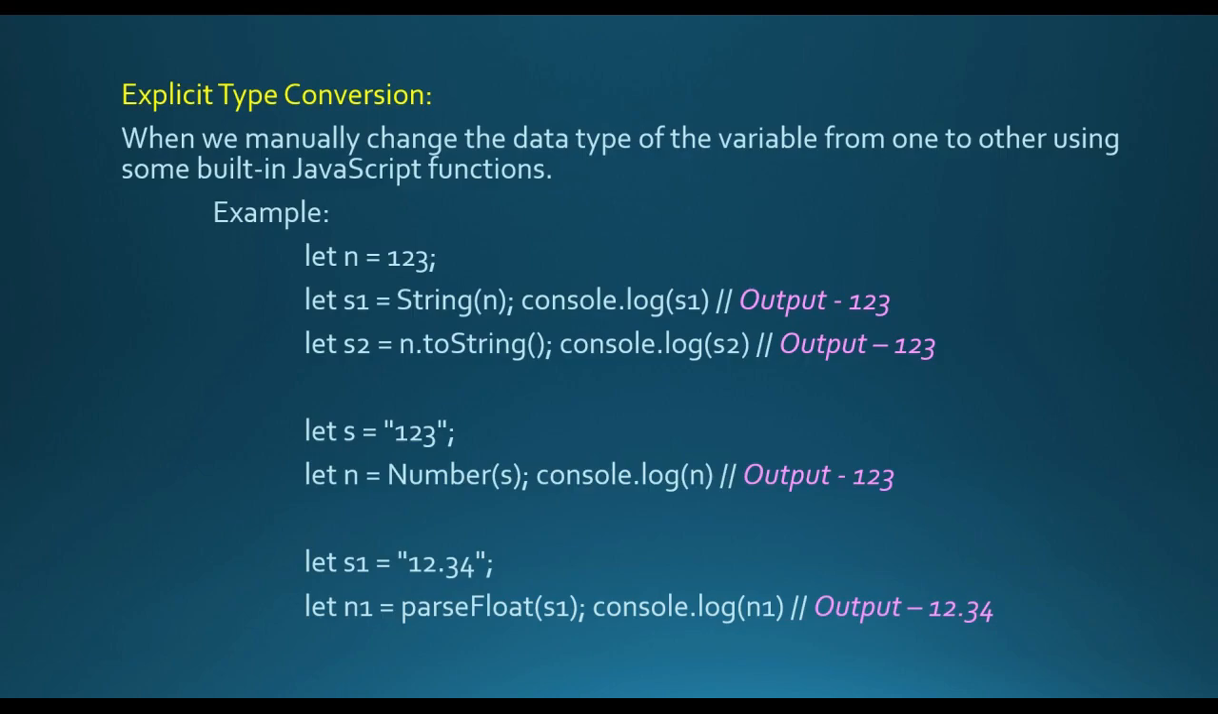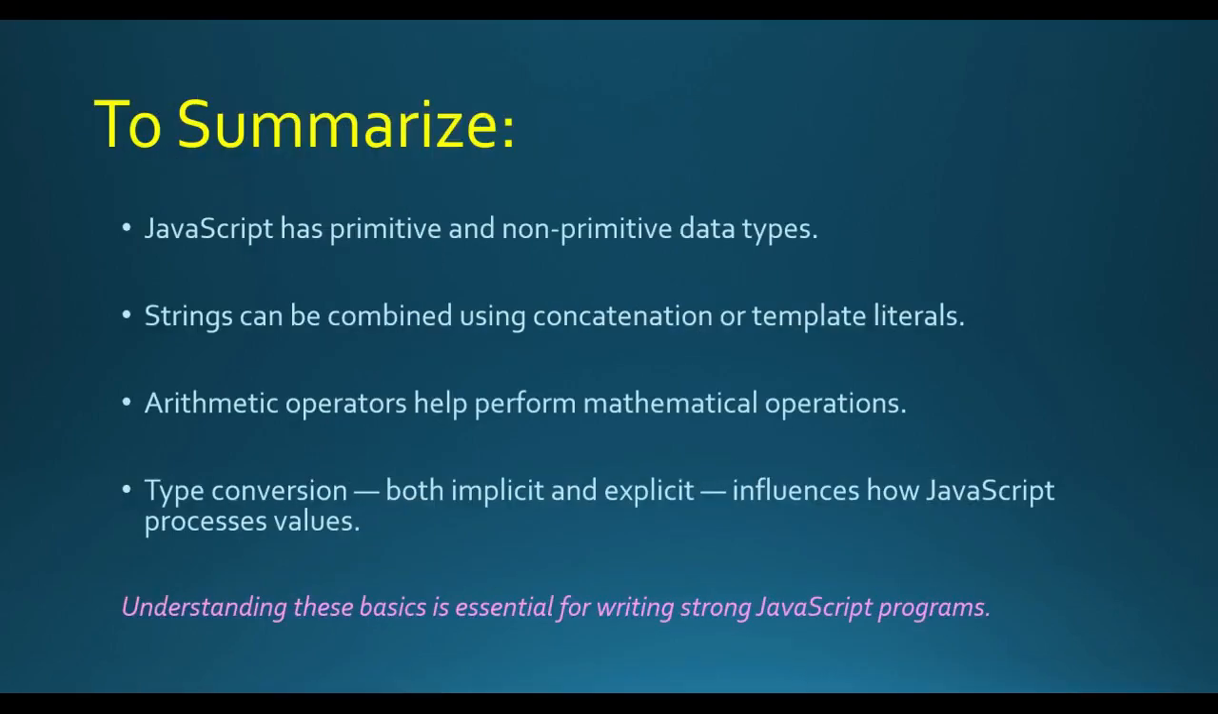Here's a summary of today's session. JavaScript data types are categorized as primitive and non-primitive data types. Strings can be combined using concatenation or template literals. Arithmetic operators are used to perform mathematical operations. There are two types of type conversion, implicit and explicit.